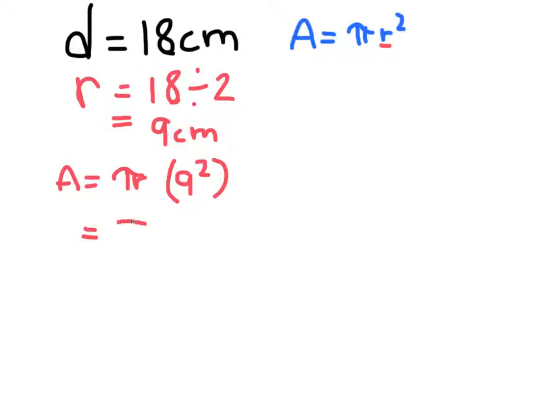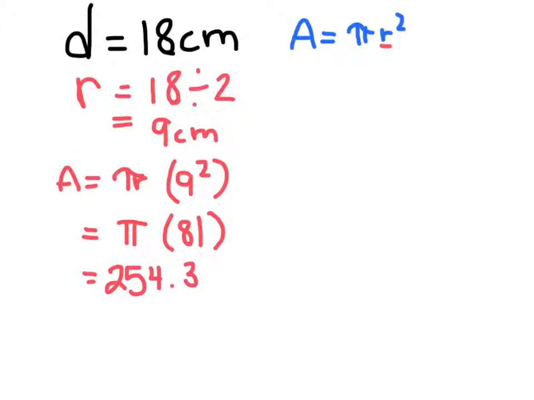So the formula continues, pi times 81, and then we do our final step, and that equals 254.3 centimeters squared. Really important that I remember we're talking about area, and because I use the exponent here, it's definitely going to be centimeters squared. There it is. Not too bad at all.